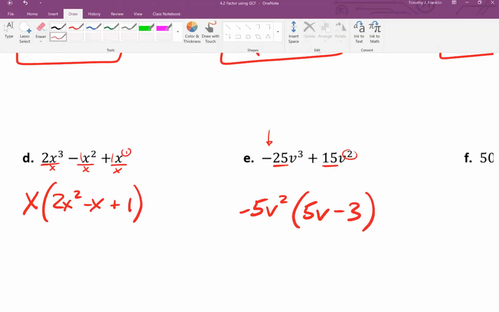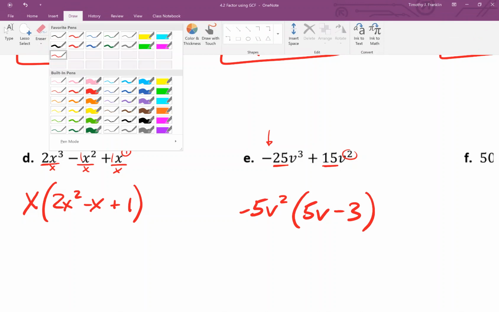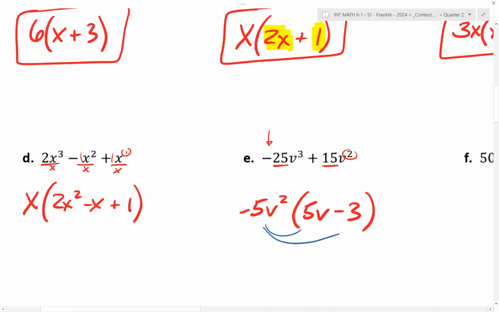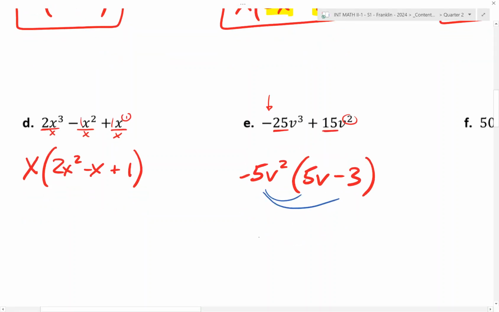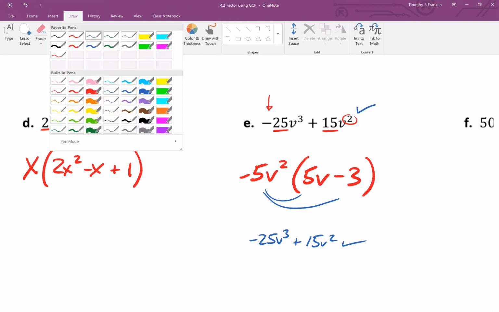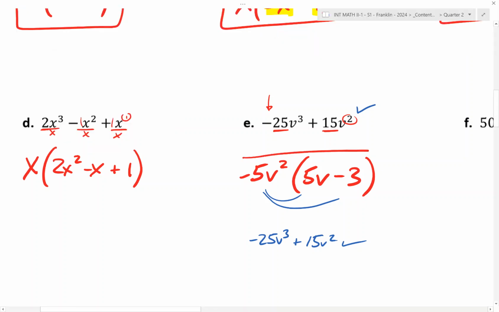If you're ever not sure if you divided correctly, you can just go through and do the distributive property and check it. We get negative 25v to the third plus 15v squared, and that is what we started with, so we know the answer is correct. The factored form for that problem is negative 5v squared times 5v minus 3.